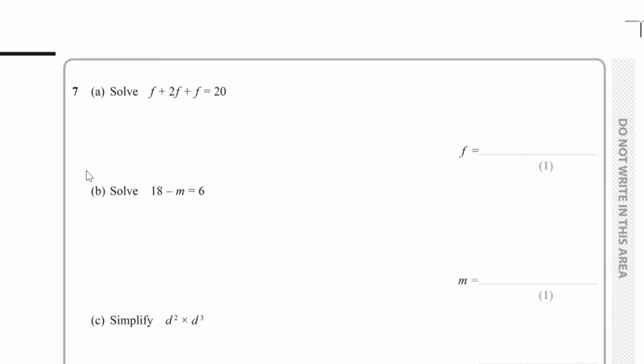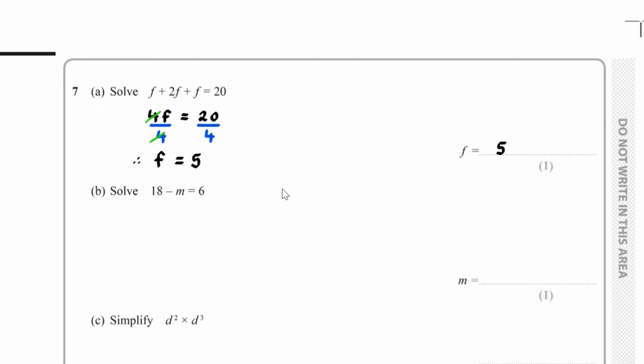Question number 7. For part A, we have to solve f plus 2f plus f equals 20. Well, f plus 2f plus f, that will be 4f. 4f is equal to 20. And then if I divide both sides of this equation by 4, what you will find is f is equal to 20 divided by 4, which is 5.